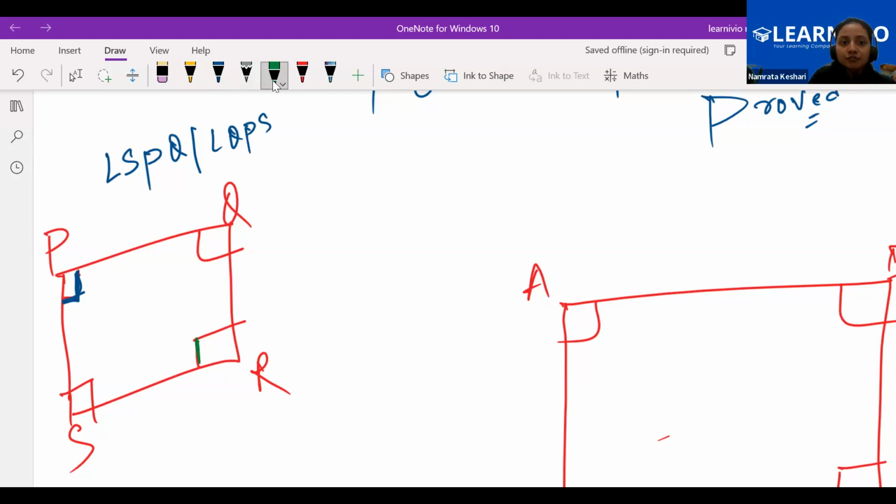Arhan, if we want to represent this green angle, what will be the name of this green angle? Angle SRQ. Or maybe PQR. Sorry. QRS. Perfect.